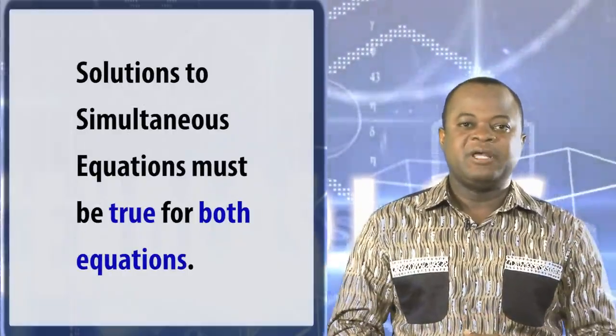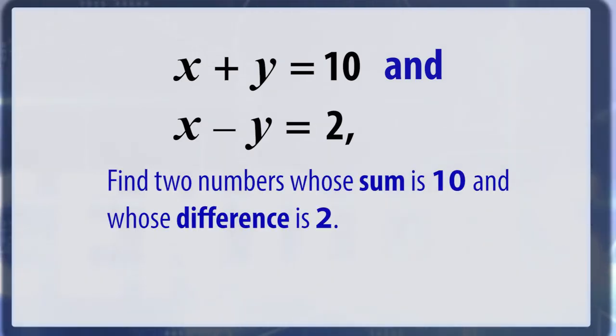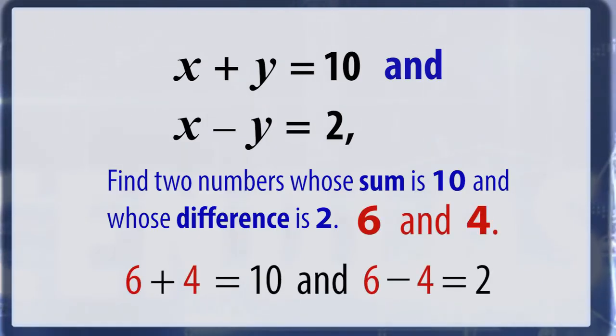For example, in the equations x plus y is equal to 10, and x minus y is equal to 2, x and y are the two unknown variables. So to solve these equations simultaneously means that we must find two numbers whose sum is 10 and whose difference is 2. The numbers clearly are 6 and 4. That is to say, 6 plus 4 is equal to 10 and 6 minus 4 is equal to 2.